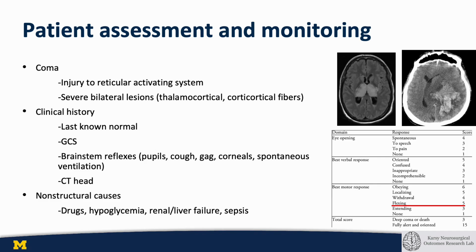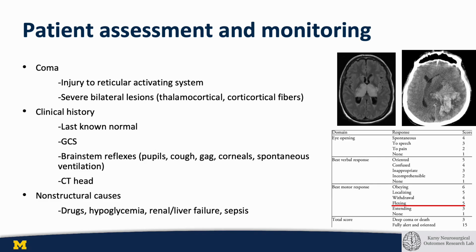What's really important for any patient presenting with altered mental status is to identify when they were last known normal, obtain a Glasgow coma scale, evaluate brainstem reflexes, and obtain a CT of the head along with all laboratory workups. Non-structural causes of coma and altered mental status can include drugs, hypoglycemia, renal and liver failure, sepsis.